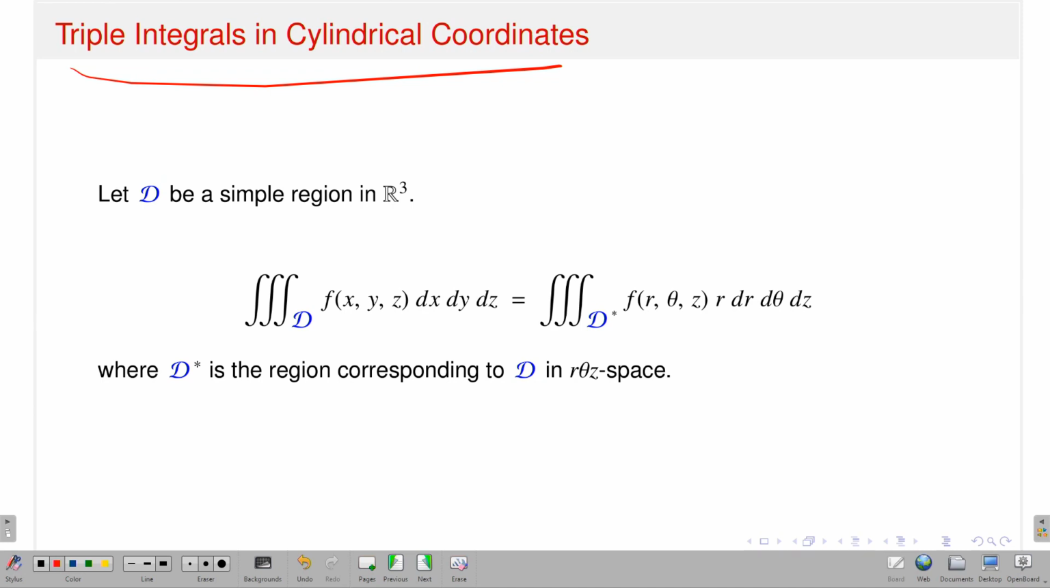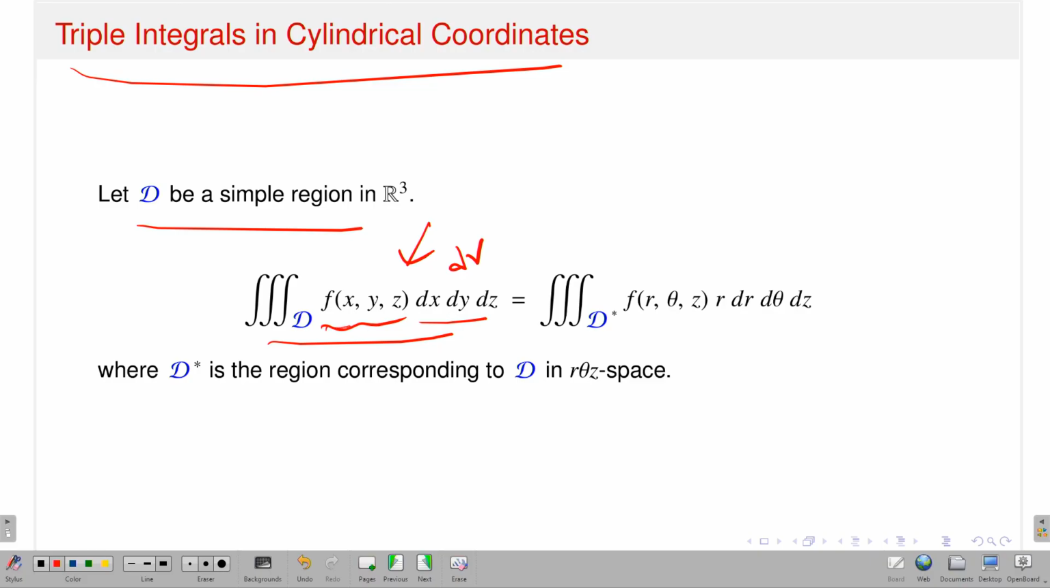If I apply that, then let D be a simple region in R3, a very nice region. Then the corresponding triple integral in the Cartesian coordinate system has the integrand f of x, y, z, and this is dx dy dz. This time I can also write it as dV. Okay. So now this triple integral will change to the new variables in the cylindrical coordinate system.